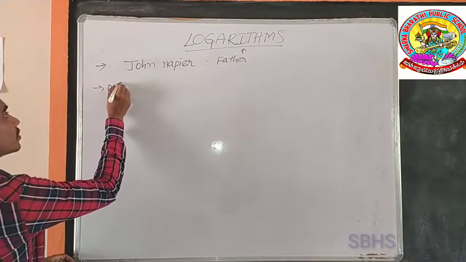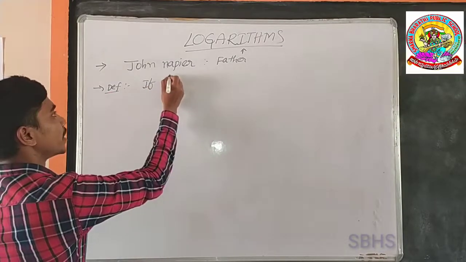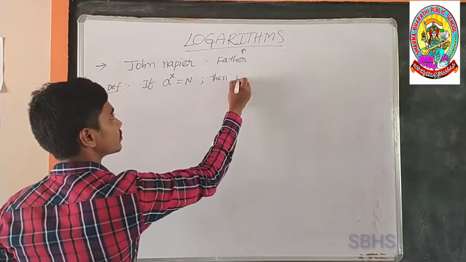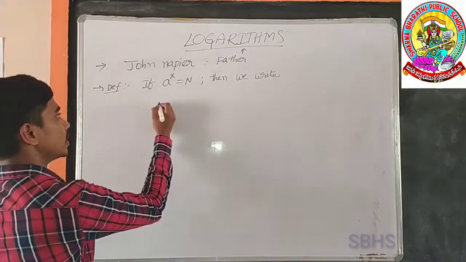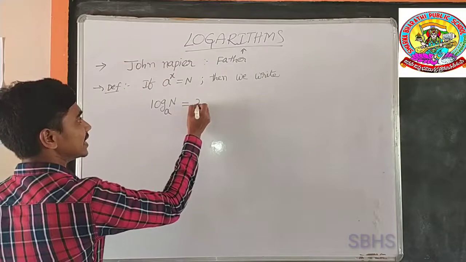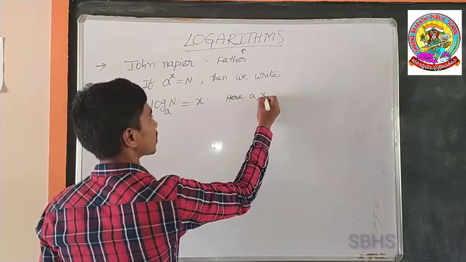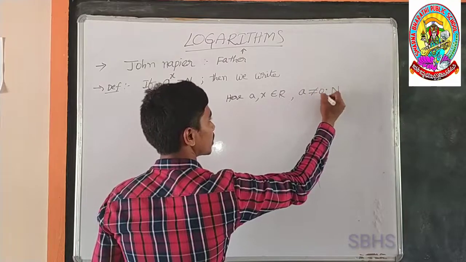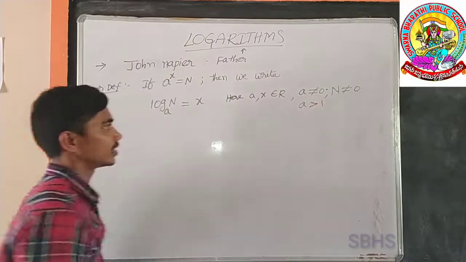General definition for logarithms. If the exponential form is a to the power of x is equal to n, then we can write the logarithmic form as log n to the base a is equal to x. Here the conditions are a, x belong to real numbers, a is not equal to 0, n is not equal to 0, and a must be greater than 1. These are the conditions.